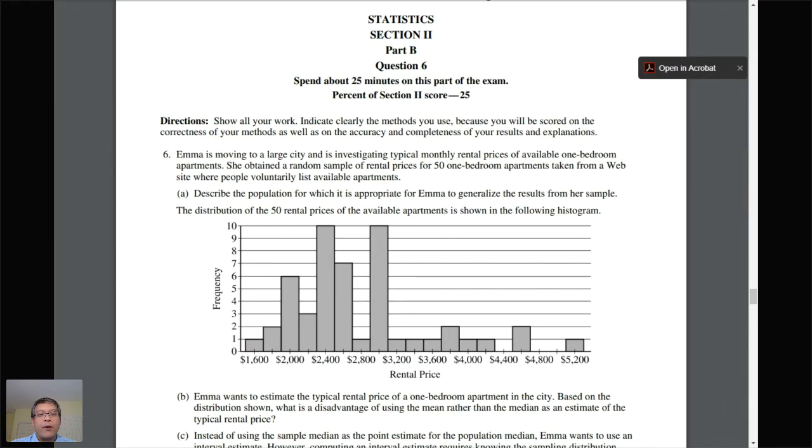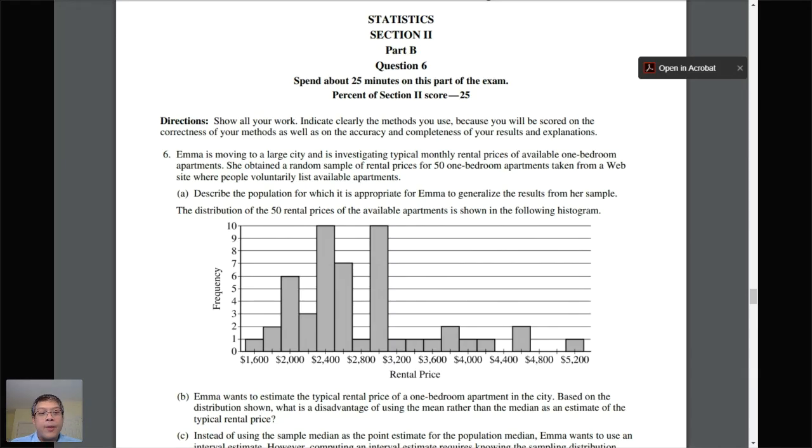So really what we've got going on here is that the population it's appropriate for Emma to generalize her results to is just the population of rental prices for this particular website at the time that she did this procedure. And that's different than the population that she may have actually wanted to study. But that's what she did.